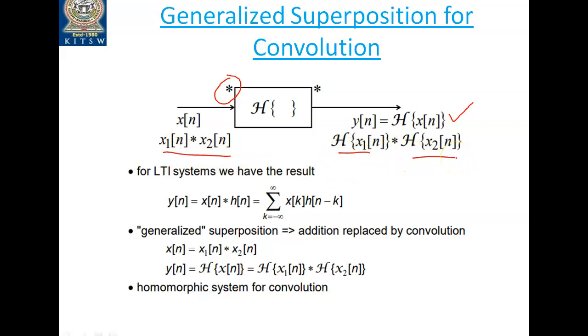So what we need to understand from this slide is that this homomorphic system is taking x of n, which is a convolved signal, and whose output is also a convolved signal. So that is what we need to remember.